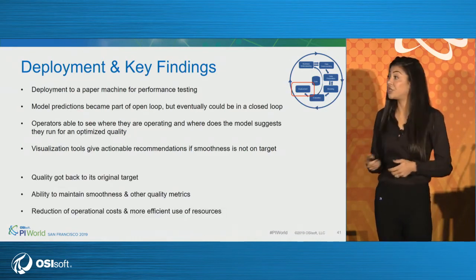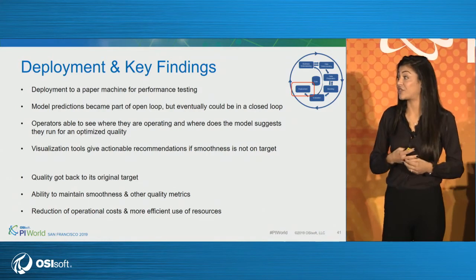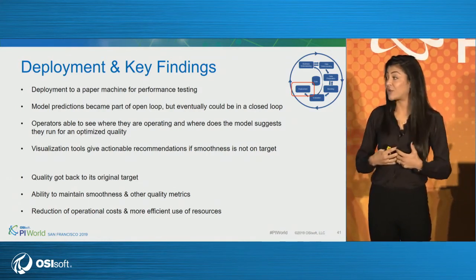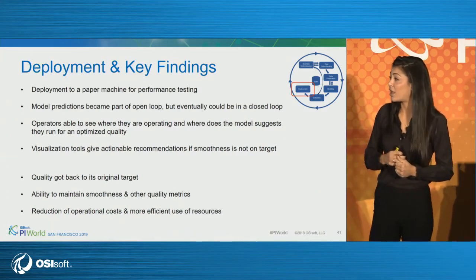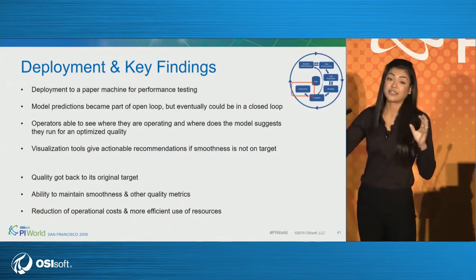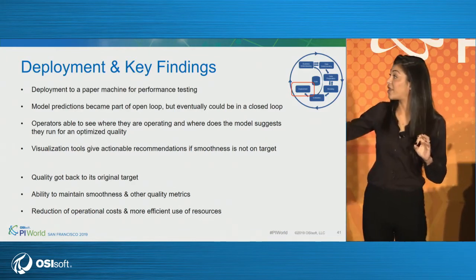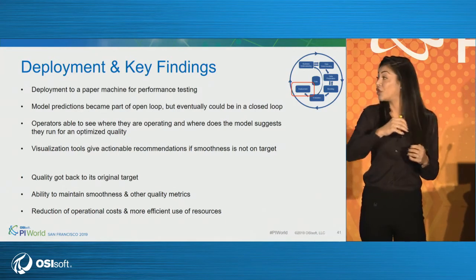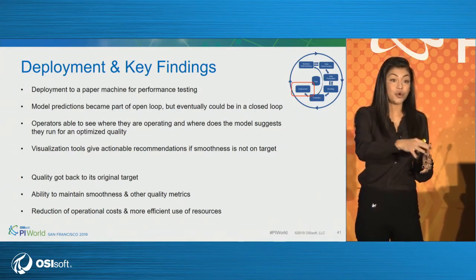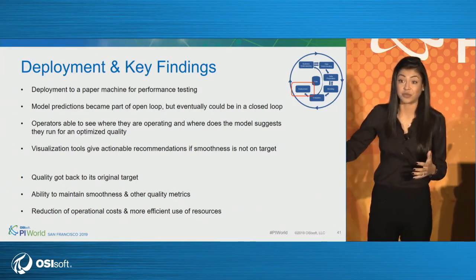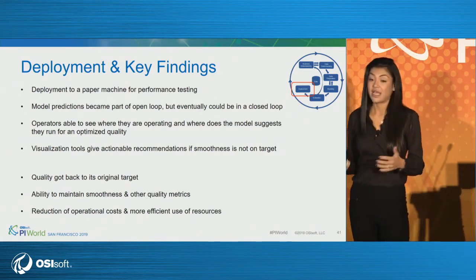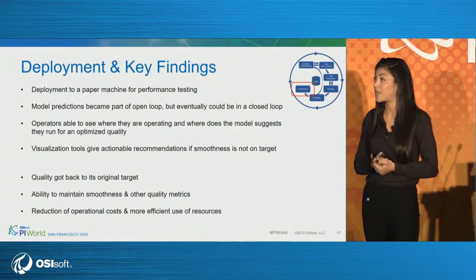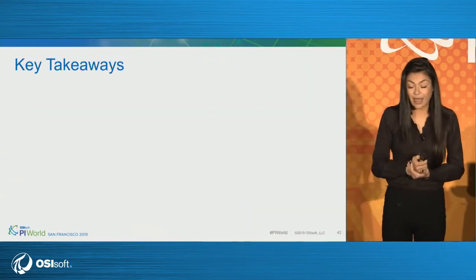And then some results. Quality did get back to the original target. They were able to maintain that smoothness and other quality metrics. And one other important part as well is that having that subject matter expert knowledge within these models avoids having experts moving around and having to go to different mills whenever there's a problem in terms of quality. You can leverage these models, and they can act, to a certain extent, as subject matter experts. So I'm just going to quickly wrap up here.